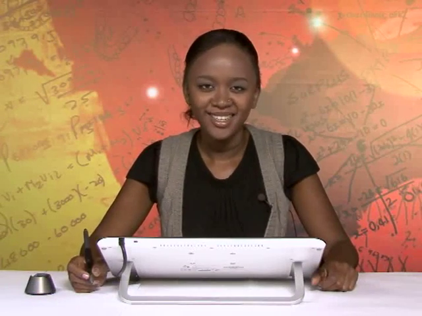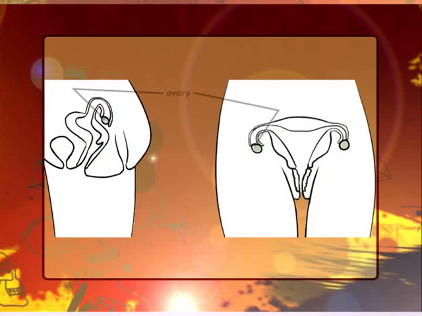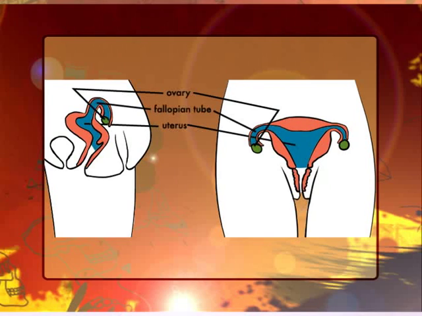Welcome back. Now let's focus on the human female reproductive system, which consists of one pair of ovaries, which are the female sex organs that produce the female gametes called the eggs or ova. One pair of oviducts or fallopian tubes, which deliver the ovum to the uterus. The oviducts are also the place where fertilization happens.